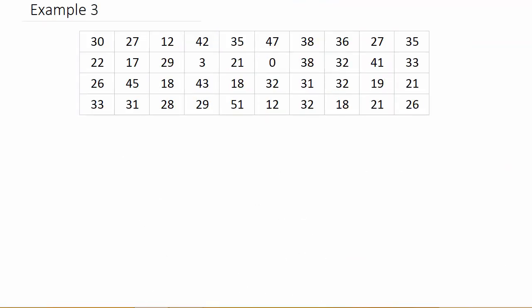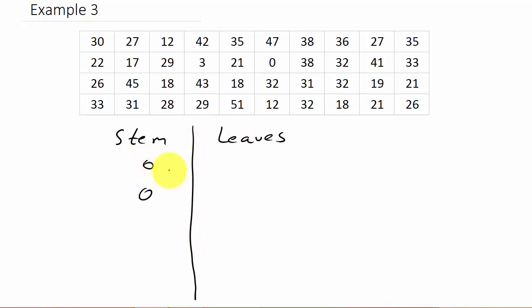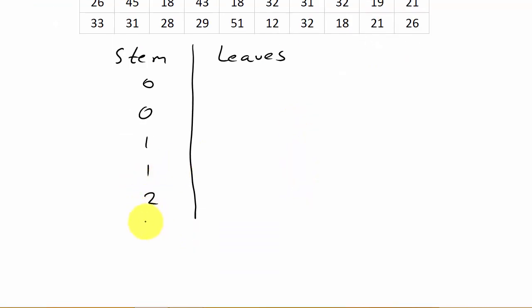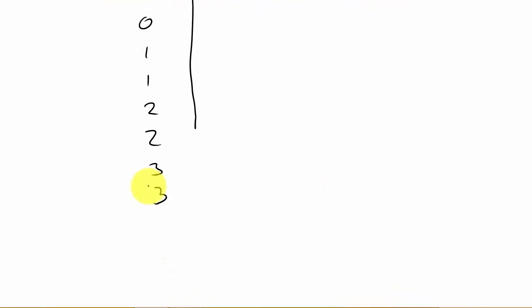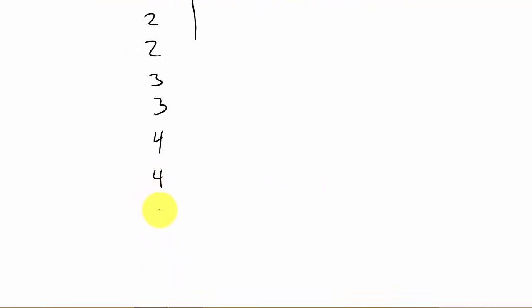Sometimes you want to maybe break the stems up. If we look at this, it's the same data as the first one. We're going from 0 to 5. So we've got the stem and the leaves. But what I'm going to do here is write each stem twice. 0, 0. And for the numbers that begin with a 1, I'm going to put the 1 twice, and then the 2 twice, the 3 twice, the 4 twice, and the 5 twice also.